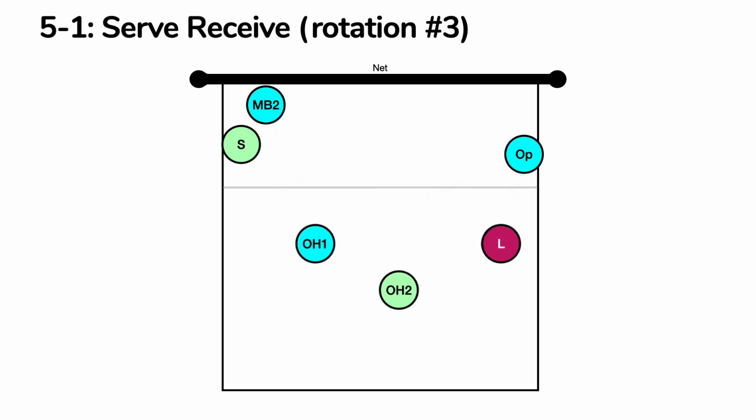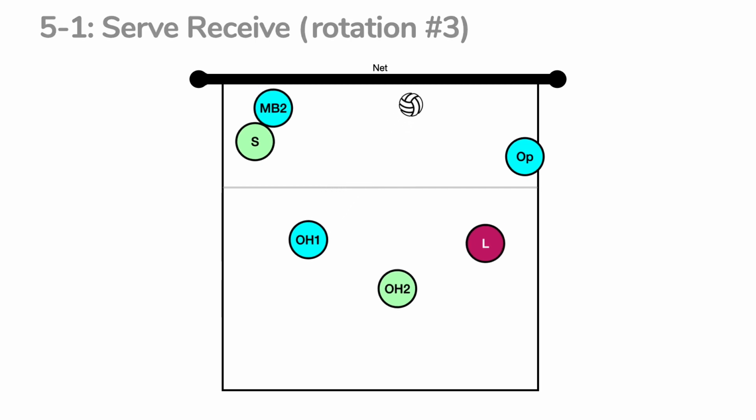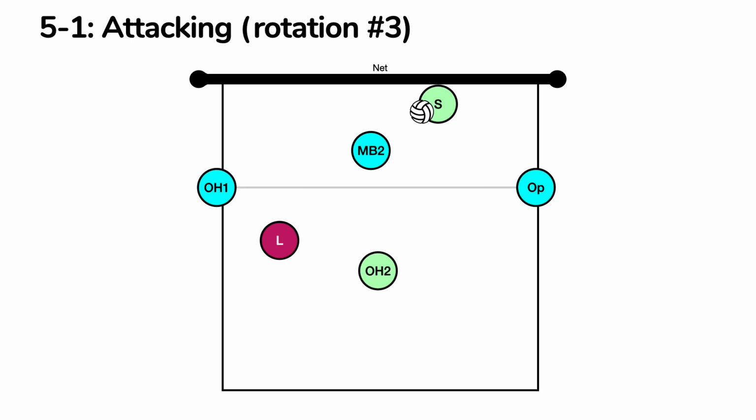These are the passers, again, our libero and our two outside hitters. And when the server on the other side contacts the ball, that's when we can move again. There's a bit of crossing here for the middle blocker 2, so they need to take a direct route to their spot and ideally keep an eye on the pass and to see where it's going so they're not getting in the way.